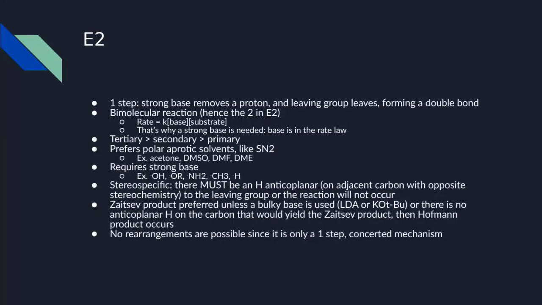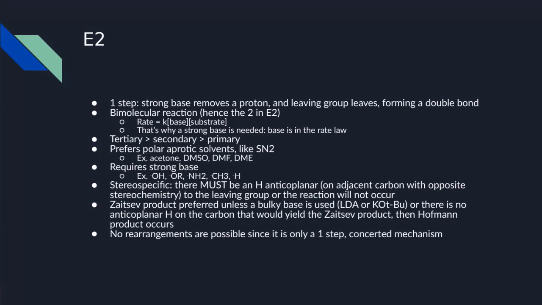E2 is a bimolecular reaction, hence the 2 in E2, because the base and the substrate are both in the rate equation. And so that's why we need a strong base, because base is in the rate law. You'll see that this is different for E1, and we don't really care about having a strong base. It can be weak because the base is not in the rate law, so it really doesn't matter the strength.